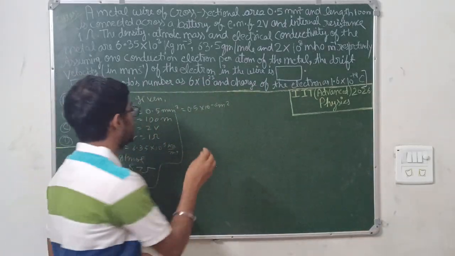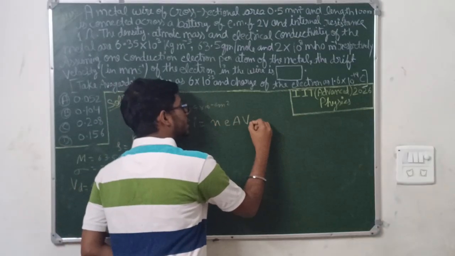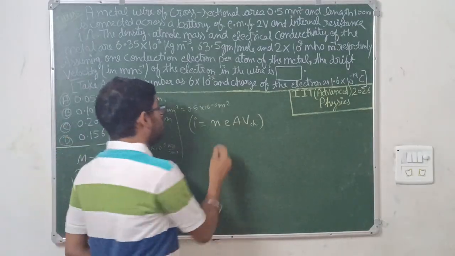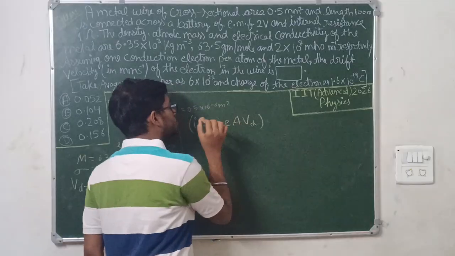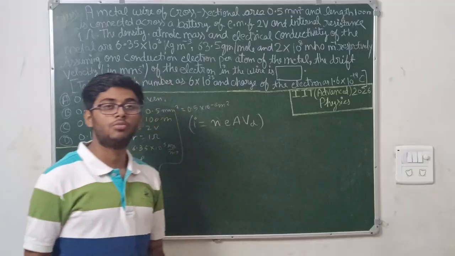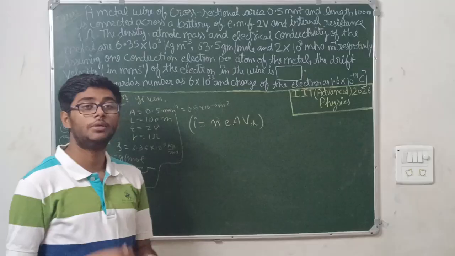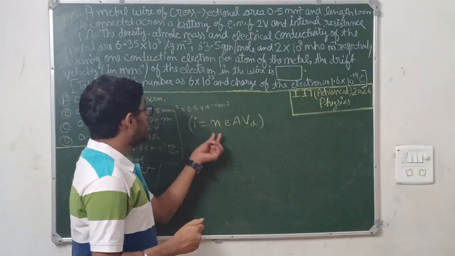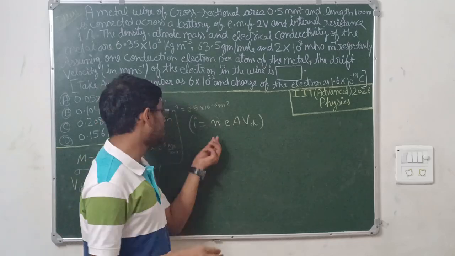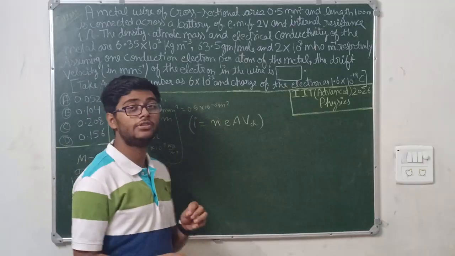The relation between the current and the drift velocity is I = nAeVd. Here I is the current. What is n here? Here is a basic confusion; students just get confused. n is not the number of moles. It is the number of free electrons which can move inside the metallic wire. It is not the number of moles, because the formula for moles is different: it is given mass upon molar mass. Here the n formula would be different.